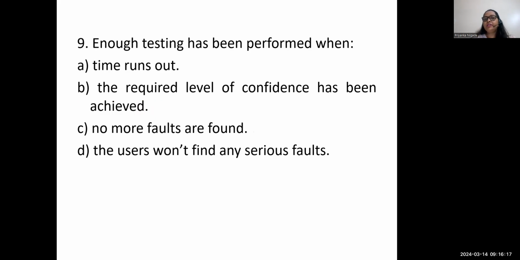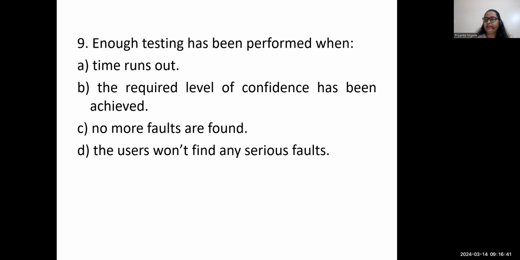Okay, try this. Again, a similar question but from a different aspect. Enough testing has been performed when time runs out, the required level of confidence has been achieved, no more faults are found, or the user won't find any serious fault. Think properly. What is the exit criteria?